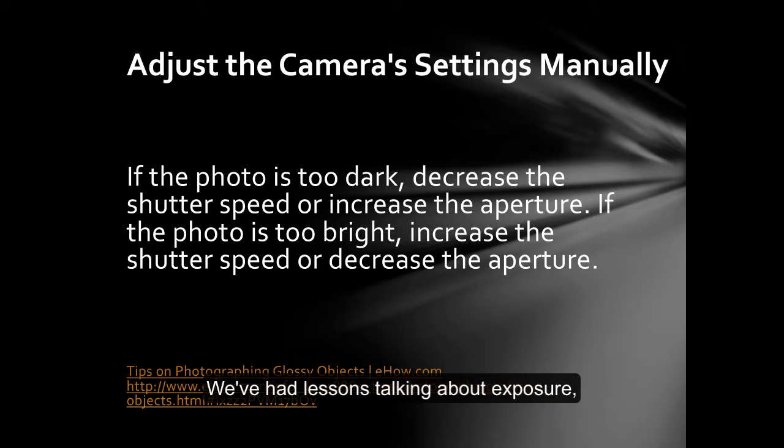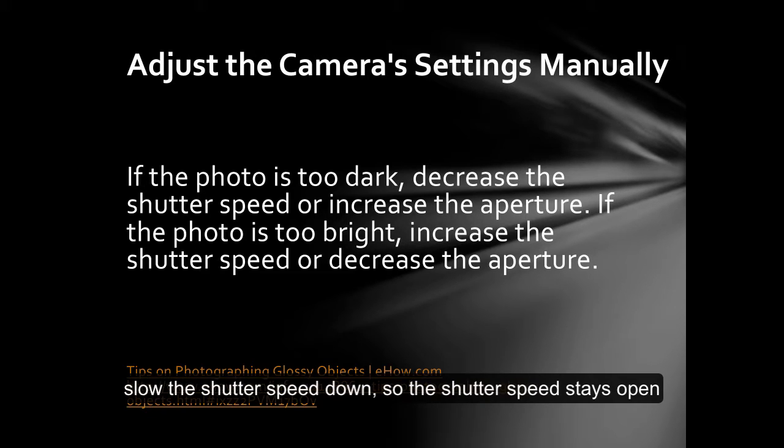We've had lessons talking about exposure. We've talked specifically about shutter speed and specifically about aperture. So you should understand how those items work. If the photo is too dark, that means there's not enough light hitting it. So you either need to slow the shutter speed down so the shutter stays open longer, or increase the aperture so the aperture opens wider.